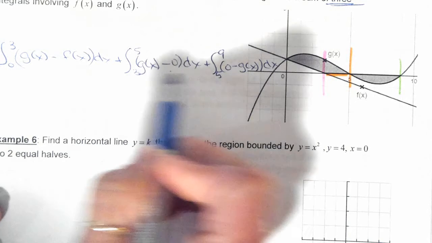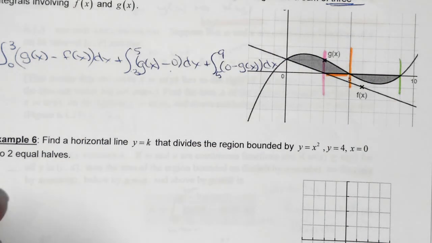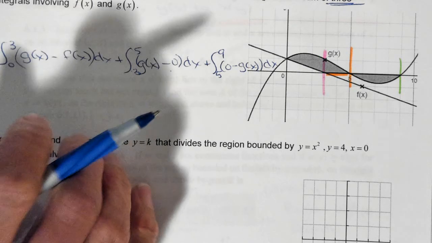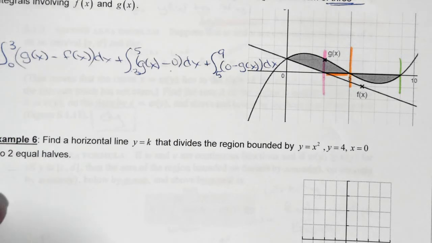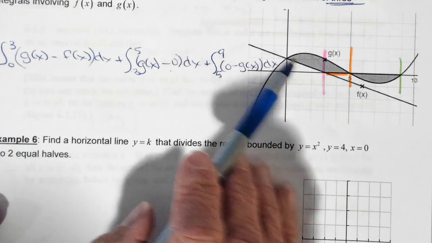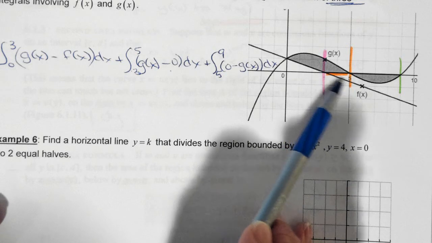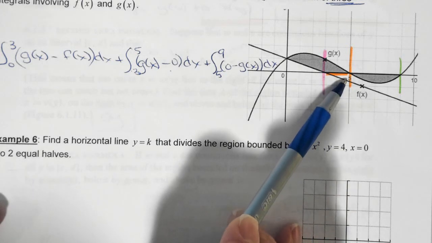So these are your 3 sections. Now, is it always going to tell you how many sections? No, but this is just to cue you up to say, okay, you need to pay attention. Because the first mistake that people make is they go, oh, 0 to 5, g of x minus f of x, but you're forgetting this small section right here. It's not shaded.